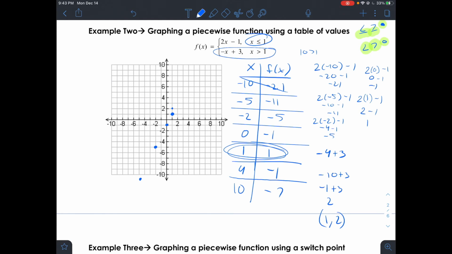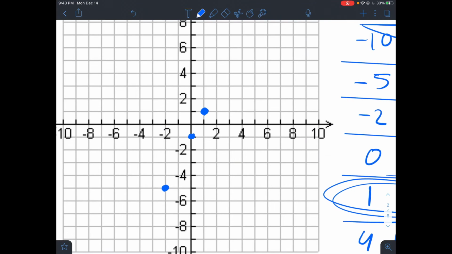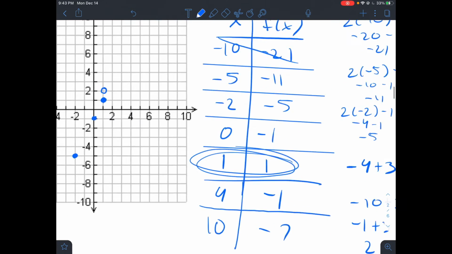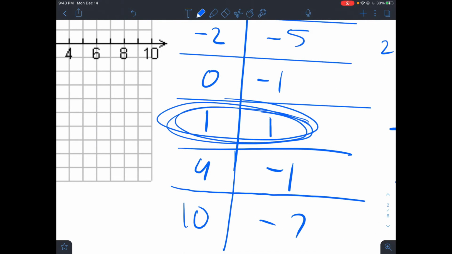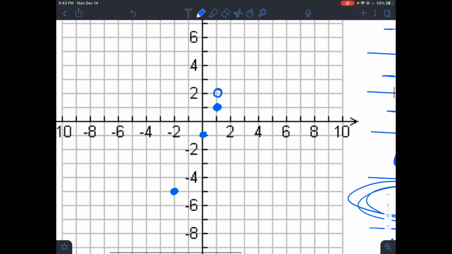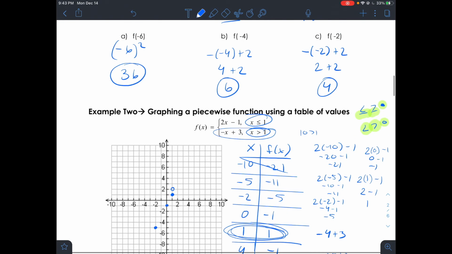But instead of using a closed circle, this one is greater than, not equal to. So that tells me I need to use an open circle. And I'm going to put an open circle there. All right. So it's important at that switch point, you need to plug into both equations. This is the actual value of the function at 1. But you have to show, right, that this one's picking up right after it. So that's how you show it with the open circle.